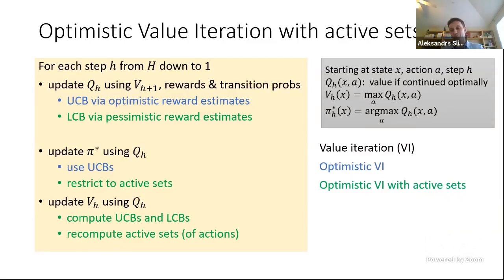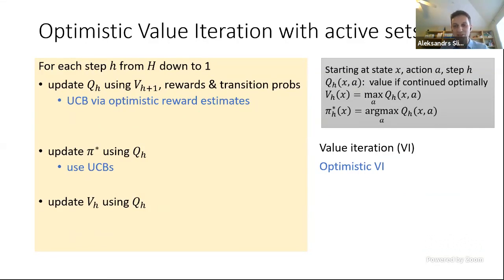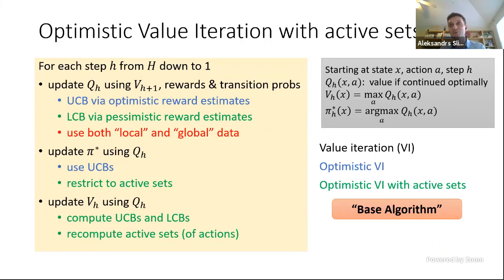What we do is compute not only upper confidence bounds, but also lower confidence bounds on the Q function using pessimistic reward estimates. We then use that to recompute active sets. And when we update the policy, we restrict what we do to the active sets. This is the base algorithm. We also need to use both local data, which is data from this algorithm, and global data, which I will explain in the next slide. We use both data sets to compute UCBs and LCBs. So that's, on a high level, the base algorithm.